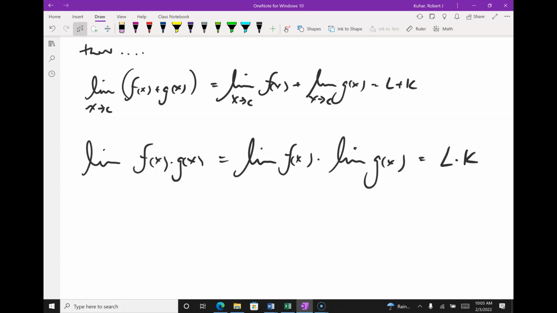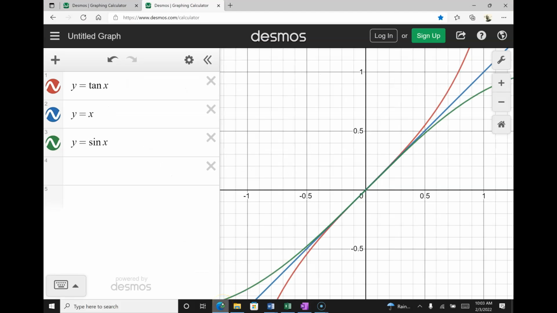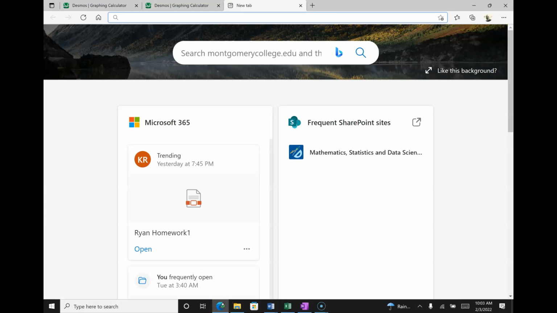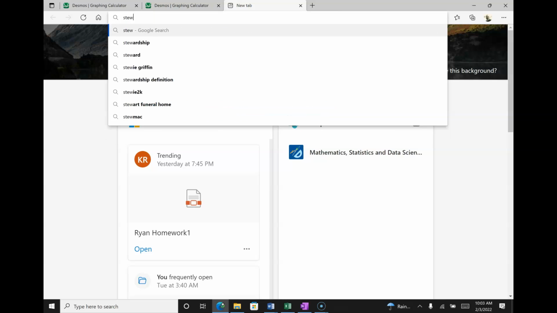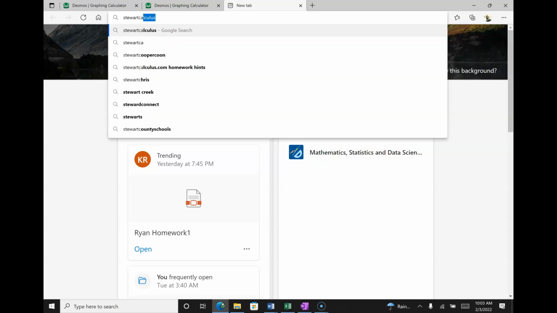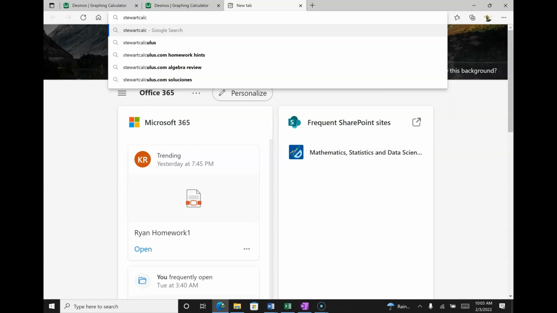There's a nice proof of this by the author. If anybody's interested in seeing the author's proofs, what is it, Stewart Calculus, something like that? Let me see if I can find it. Stewart. Oh, Stewart Funeral Home, sorry. Stewart Calculus. There it is.